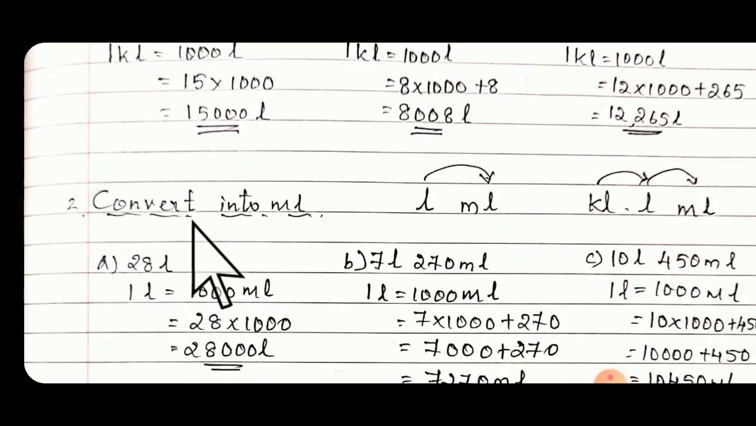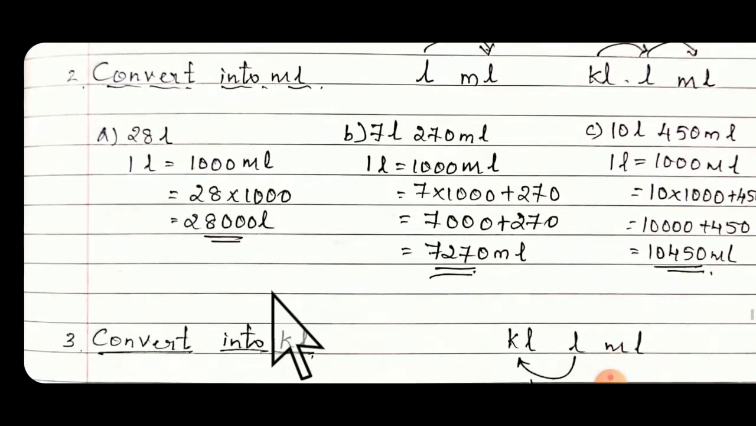Then next, convert into ml. A, 28 liter is there. Liter, after that we have next unit milliliter. To move from liter to milliliter, 1000 units is there. So 1 liter is equal to 1000 milliliter. 28 gets multiplied by 1000. So it will be 28,000.